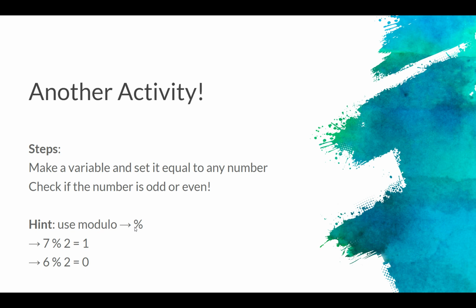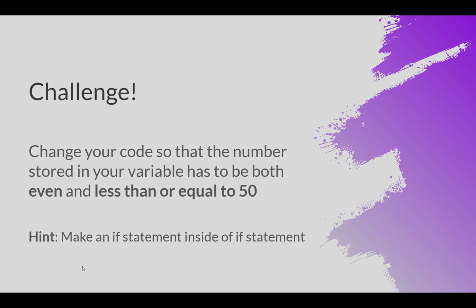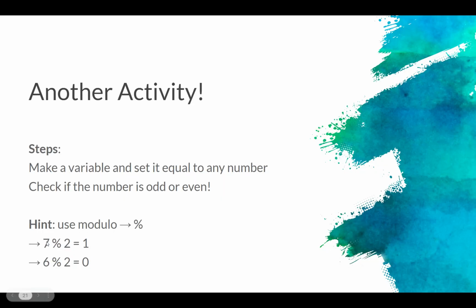And notice if we use modulo, 7, which is odd, mod 2 is equal to 1, because you'll have a remainder of 1, but 6, which is even, mod 2 is equal to 0. So think about that, and figure out how you can use that to check if it's odd or even. And just to reiterate, odd number mod 2 is equal to 1, but even number mod 2 is equal to 0.